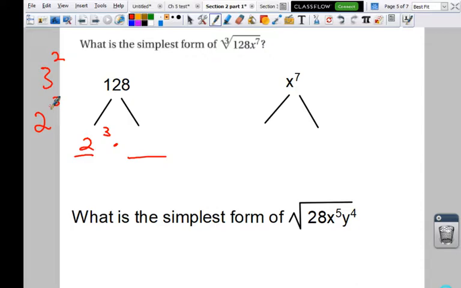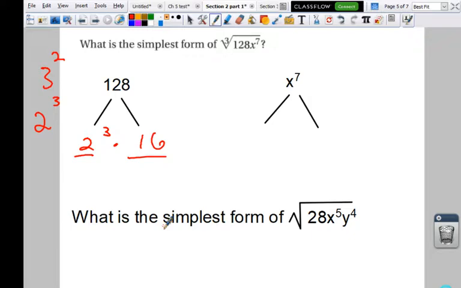Can I do 8 times something and get 128? Yes. If you're not sure, what's 128 divided by 8? Wait, would it be 4 also though? It would be. We're actually going to talk about that. We get 16, right? 2 to the 3rd is 8. 8 times 16 is 128.